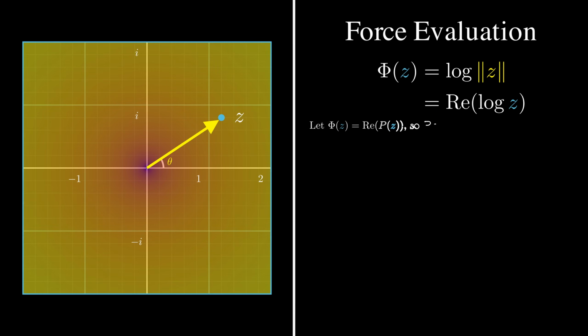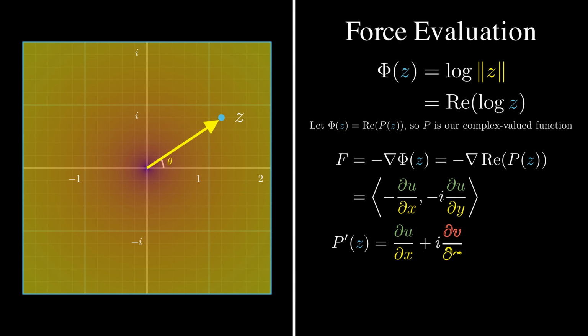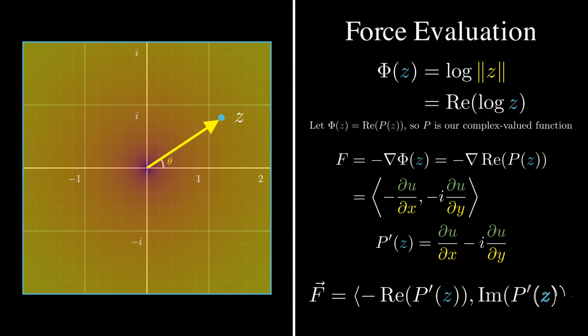The force is the opposite of the gradient of our potential, which is the real part of our function phi. We saw the complex derivative can be written as partial of u with respect to x plus i times partial of v with respect to x. But observe, by the equations we just worked out, we can make this become partial of u with respect to x minus i times partial of u with respect to y. Thus, if we want the force as a complex number, we only have to negate the real component.